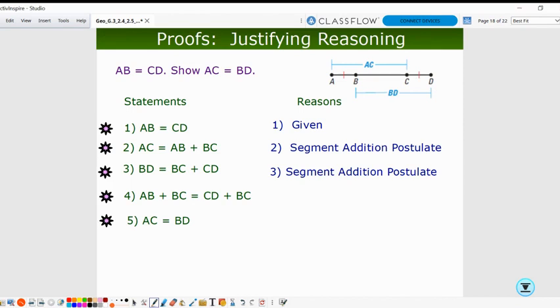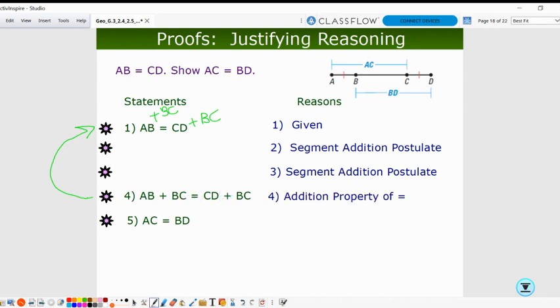Now, my next line of the proof actually refers back to the first line of my proof. I'm taking AB and adding BC to both sides of that equation. So if I just take these out for a moment, I'm adding BC to both sides. That's what we have here. That's using the addition property of equality. We're adding BC to both sides.